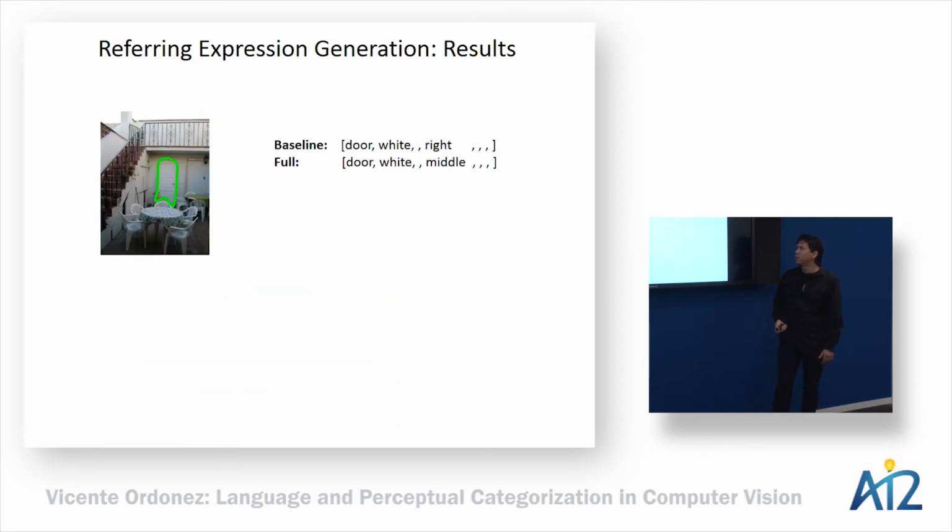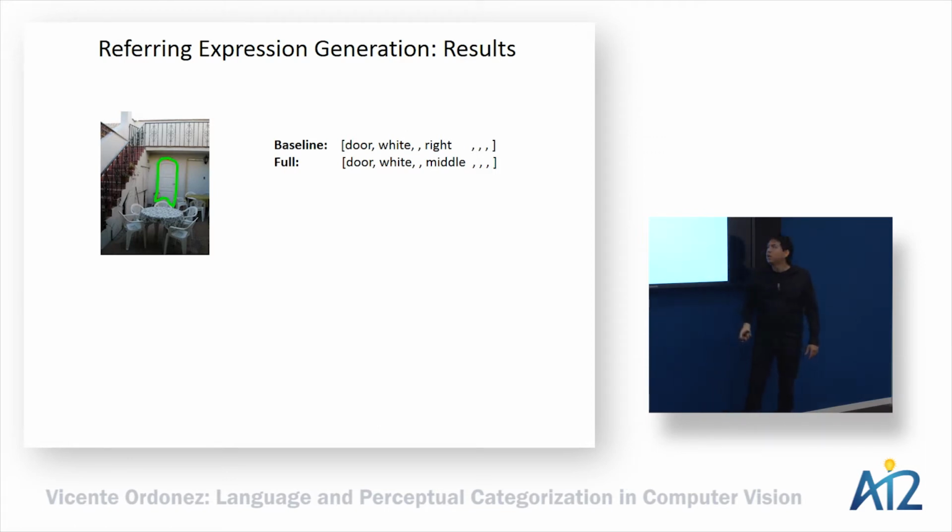Here are some examples. Here you have an image, and you have a door that is outlined. And the baseline method says the white door on the right. It doesn't have access to the location or the color. So it just guesses based on the doors that are in our data set: since more doors are white and most doors are on the right side, then this is the most likely referring expression. And the most common attributes that people mention for doors were the color and the absolute location also. So it chooses to output these two.